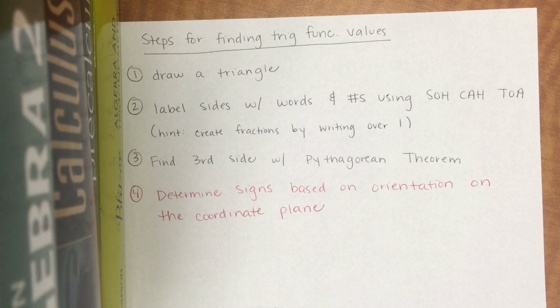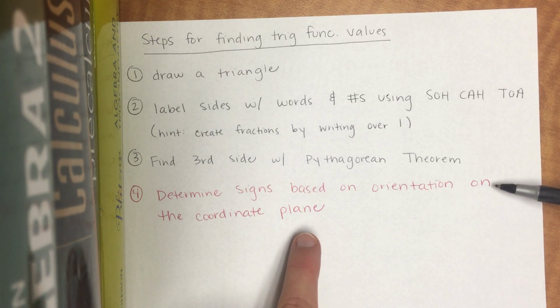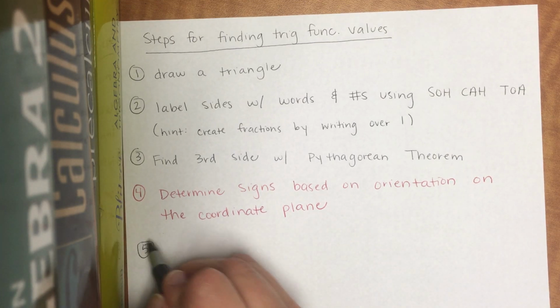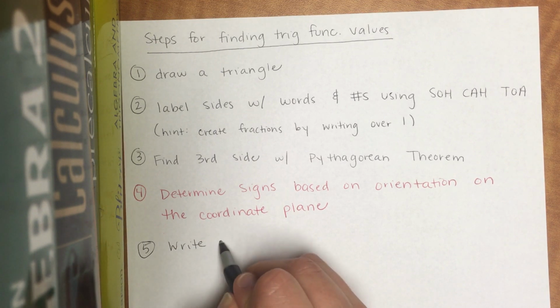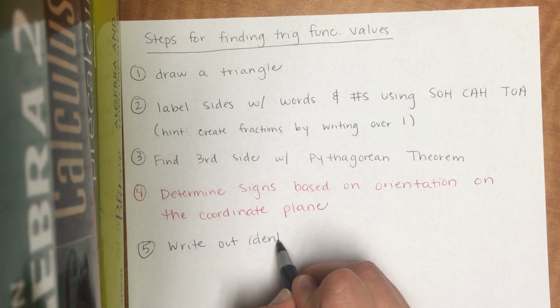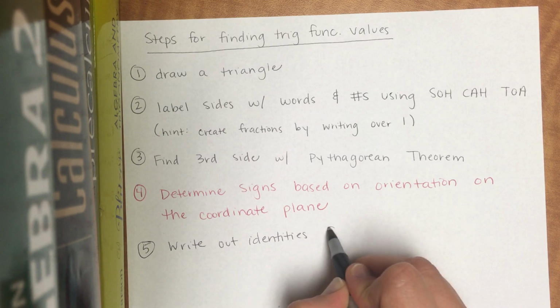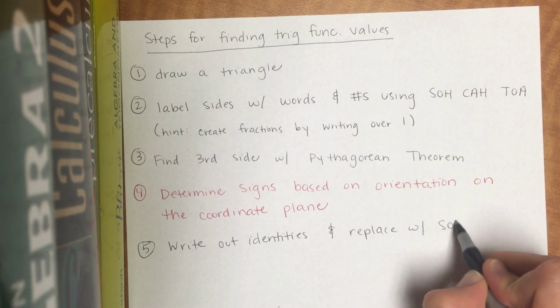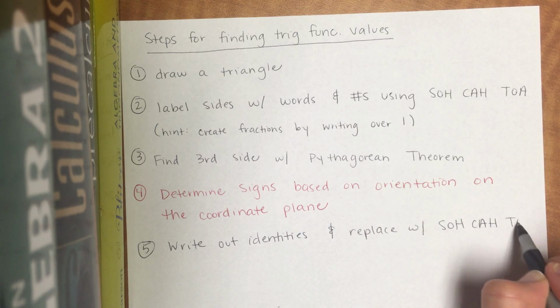We're going to find the third side with the Pythagorean theorem, and then if you're on the unit circle or on the coordinate plane, you need to pay attention to what the sign is, plus or minus. Otherwise, you can skip this step. And on your second test, the last step was set up your SOHCAHTOA fractions. This time, our last step is going to be write out identities and replace with SOHCAHTOA fractions.